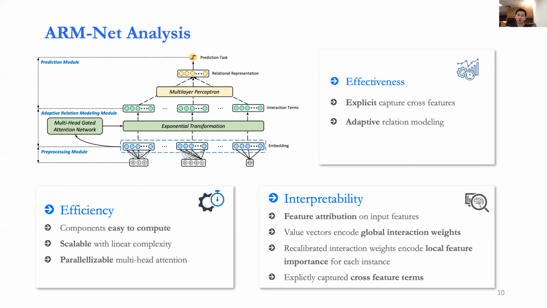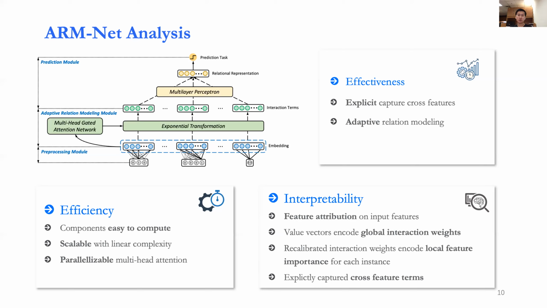Also, with exponential neurons, we can now dynamically assemble useful features to reduce redundant features, which is more parameter efficient. And thirdly, the multi-head attention can be parallelized by computing each head in a distributed manner for higher inference efficiency. And lastly, interpretability. The interpretability of a prediction model is another issue of concern in the model deployment for real-world applications. With the adaptive relation modeling, we can now have a more interpretable modeling process.